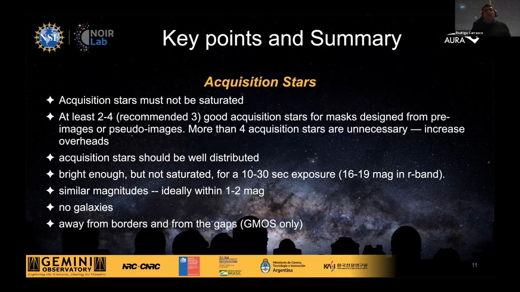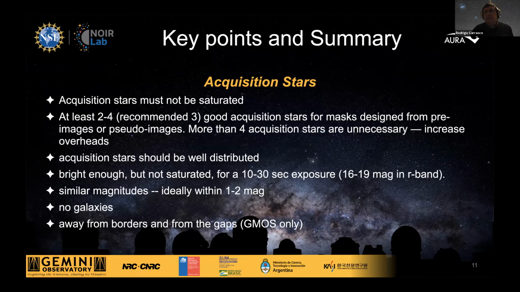Then some key points and summary. I'm summarizing here because I want to give Ricardo the possibility to explain in more detail about Flamingos-2. Regarding acquisition stars, they must not be saturated, and this is very, very important. At least between 2 and 4 acquisition stars, with 3 recommended, should be selected to design the mask from the pre-images. More than 4 acquisition stars are completely unnecessary.